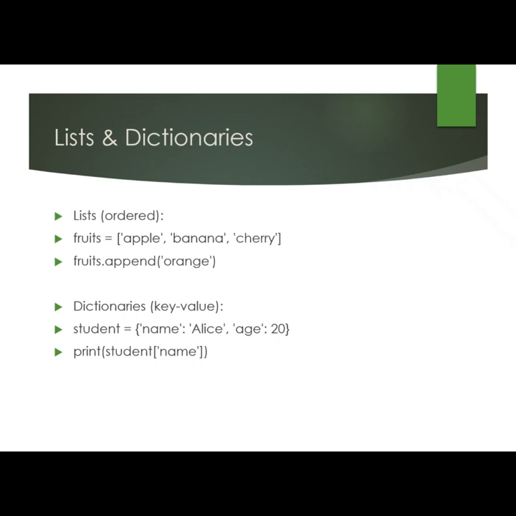Dictionaries store key-value pairs, perfect for storing related information. student = {"name": "Alice", "age": 20}, print(student["name"]).